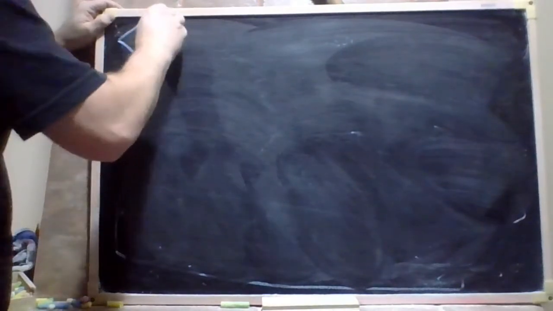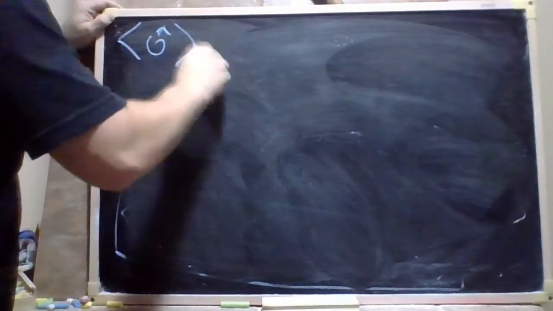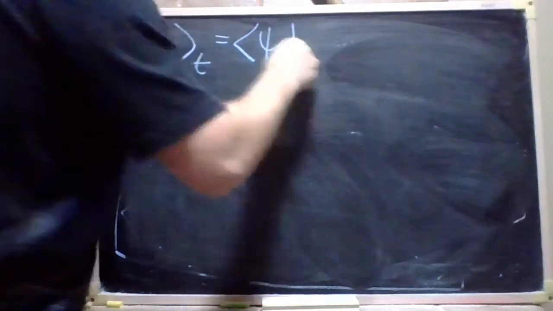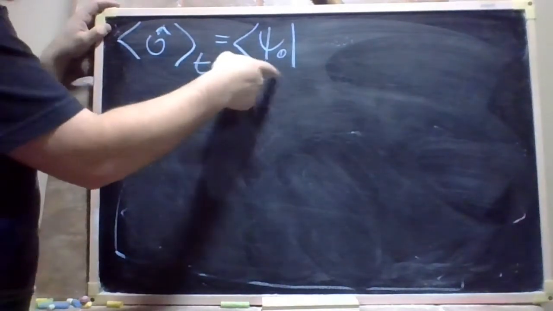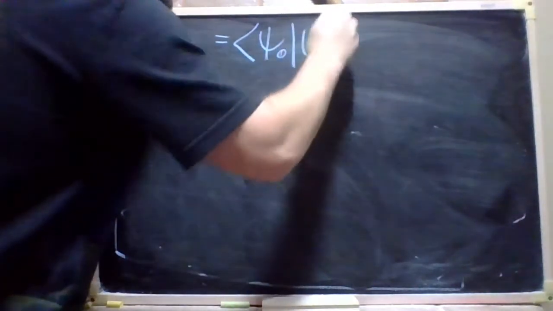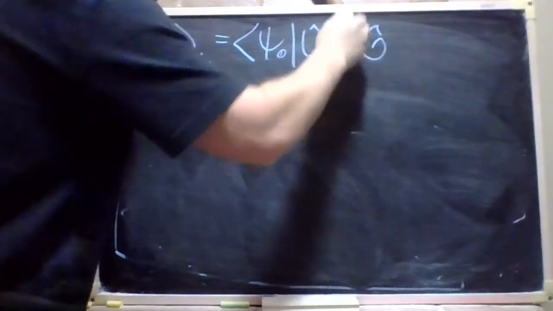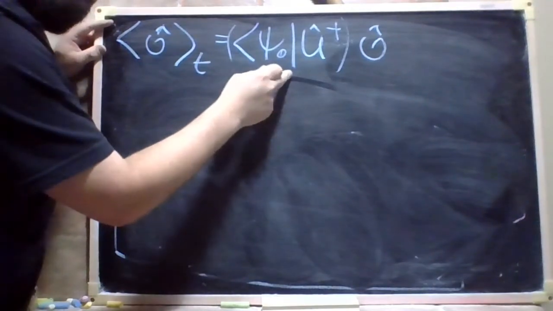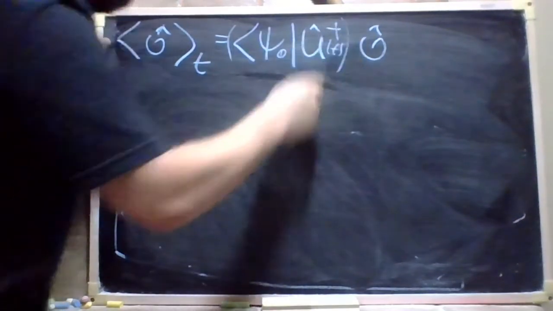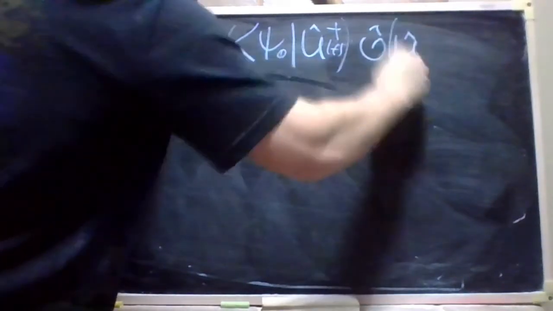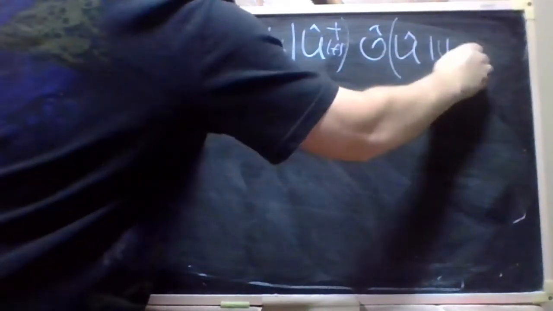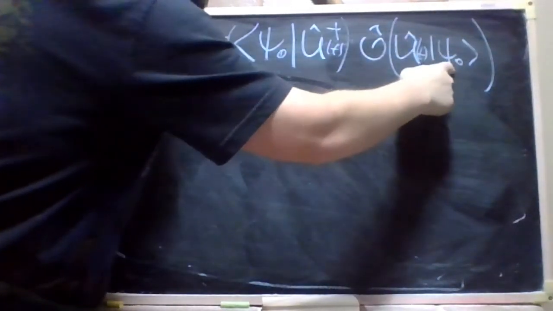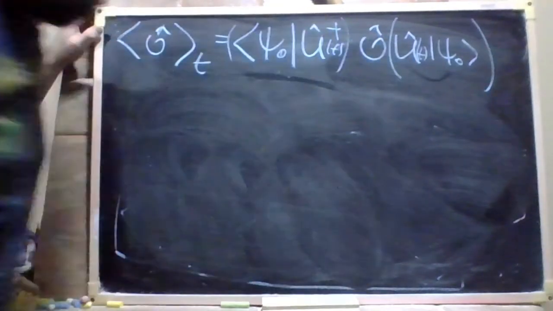The average of an operator with respect to time t is equal to the physical state, which is the psi zero, the instant of time zero, U dagger, the operator is here. So this is just the state of the system evolved in time. This is the time evolution operator. And this is the ket state. This is the initial state evolved by the evolution operator, which is unitary.